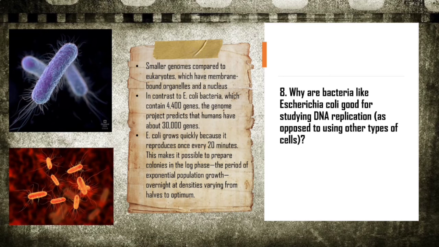So this is the last question. Why are bacteria like E. coli good for studying DNA replication? The first point is that E. coli have smaller genomes compared to eukaryotes. The next one, E. coli bacteria contain 4,400 genes, while humans have 30,000 genes. The third point, E. coli grow quickly because they reproduce once every 20 minutes.